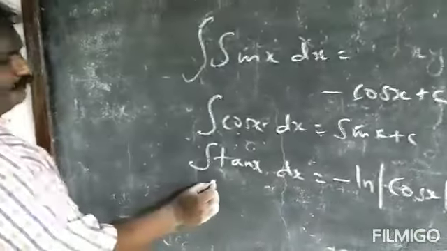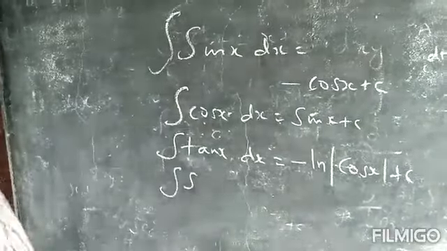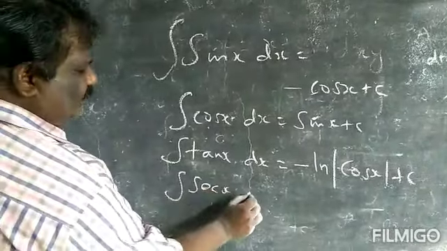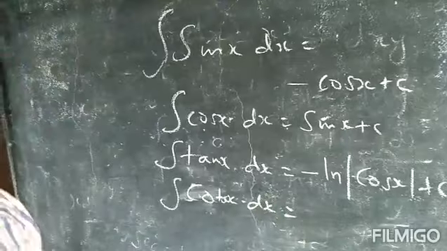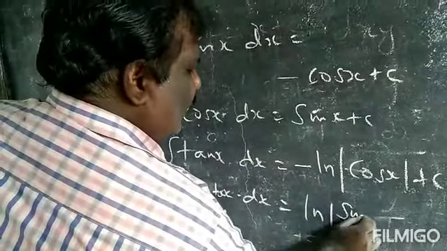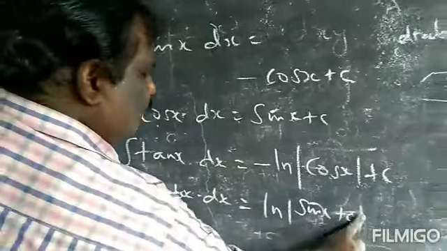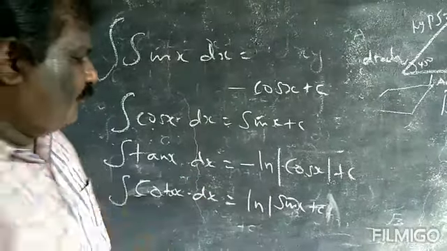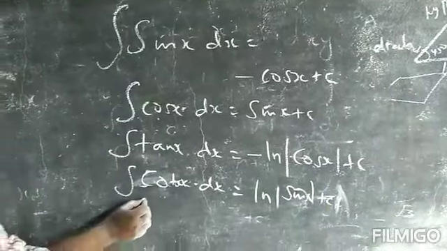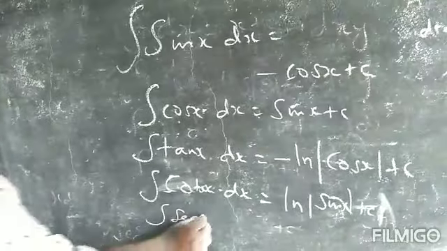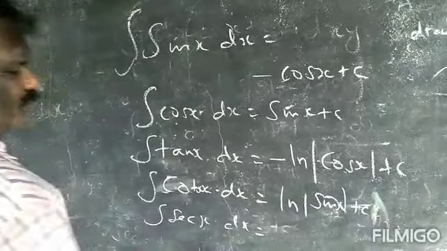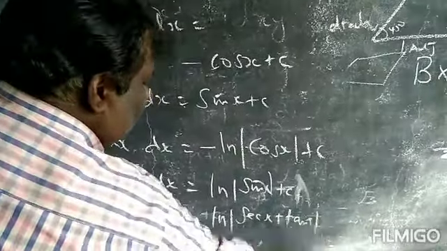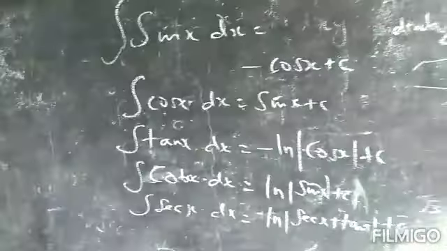Thereafter, integral cot x dx is equal to log mod sin x plus c. While integral secant x dx is equal to log mod of secant x plus tan x, plus c.